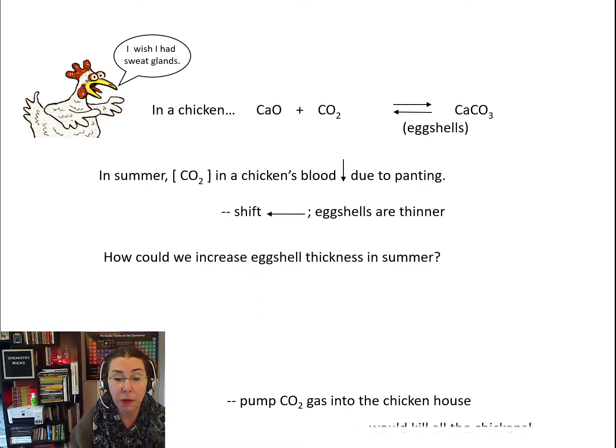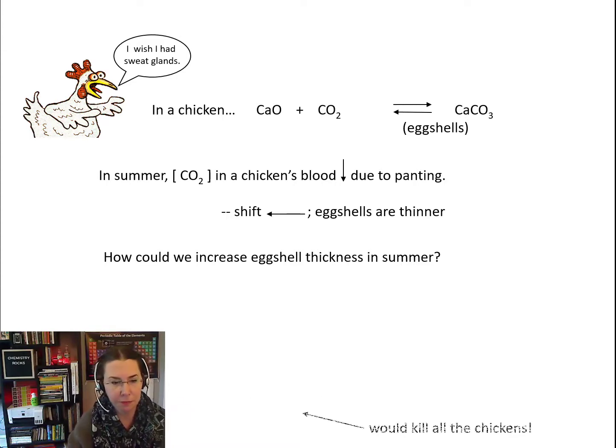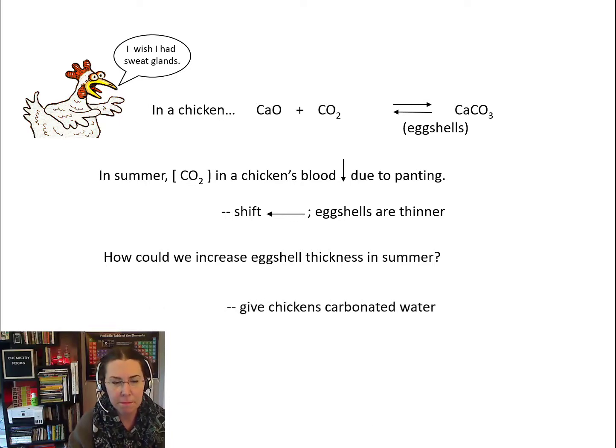That's right. You are going to suffocate all your chickens. You're going to kill them all. And that's not a good look. So what else could we do? Well, we could give the chickens carbonated water, seltzer water. This would get more CO2 into their little bodies, and it wouldn't be suffocating them. That could be a good option.